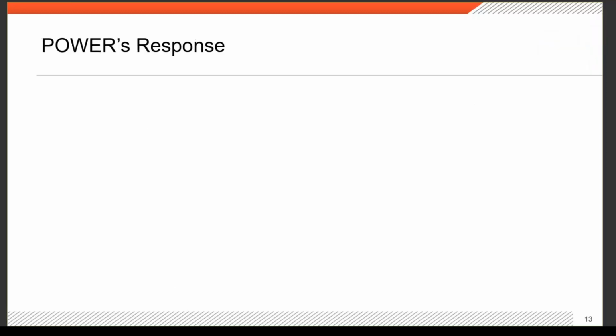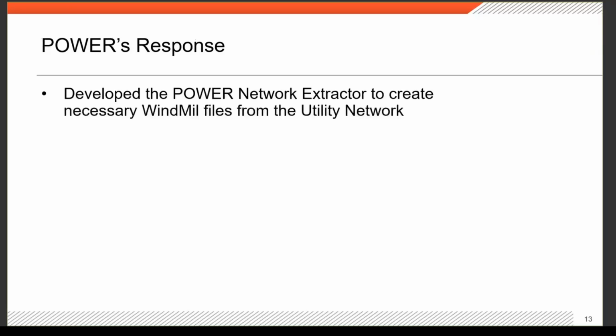Well, we haven't addressed all of these yet. We have created a toolbox that will get the job done, and more bells and whistles to improve productivity are planned. We have developed what we are calling the Power Network Extractor Toolbox that will create the necessary WindMil files from the utility network. There are two main tools in the toolbox right now. The first is the utility network extractor, and the second is the Milsoft processor. The two work together to produce the desired output.